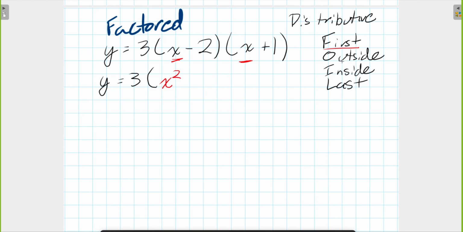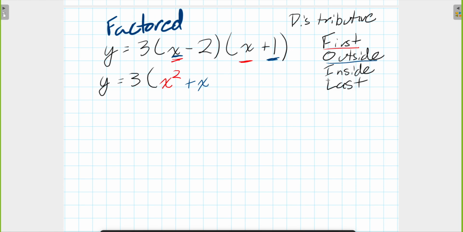The next thing we're going to do is the outside terms. And outside terms refers to the leftmost term in the first bracket and the rightmost term in the second bracket. In this case, we have x times positive 1, so we get positive x. Okay, so we've checked off first and outside.